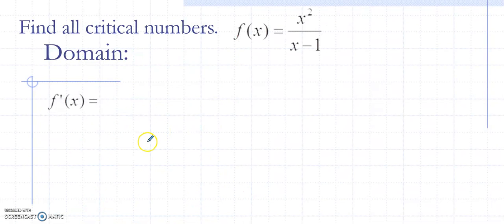So I want you to try this one on your own. Find the critical numbers. First, identify the domain though. Domain's important. Find the domain, take the derivative, find the critical numbers. Pause the video, unpause when you're ready to check.